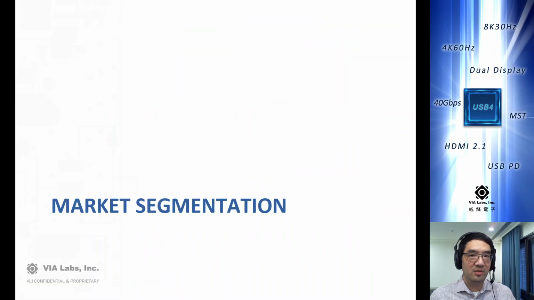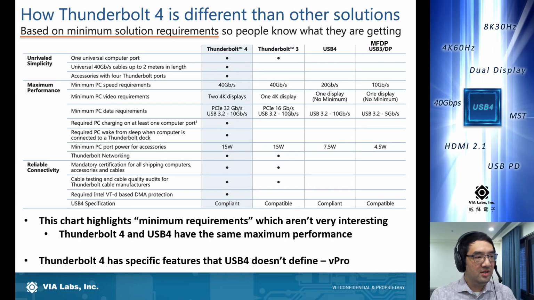All right, so now we're going to talk a little bit about the market segmentation. This is from one of Intel's media slides about the introduction of USB 4, or Thunderbolt 4 rather. So the slide shows a lot of advantages of Thunderbolt 4, but if we look closer at the slide, a lot of the things here are actually the minimum solution requirements. So it is true, Thunderbolt 4 does mandate, for example, that the performance of the device has to be 40 gigabits per second. But USB 4 is also capable of running at 40 gigabits per second, though it's really up to whoever's making the chip, making the device.